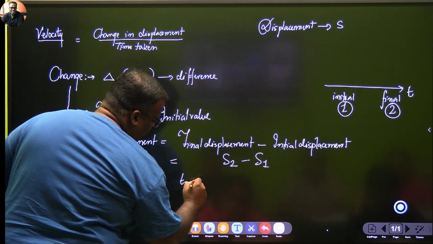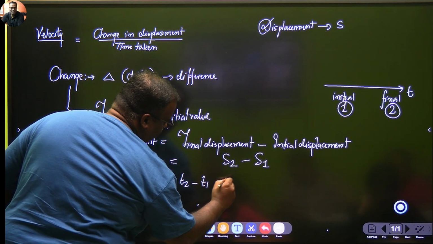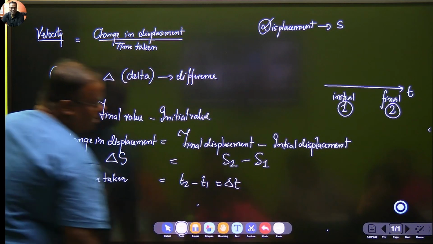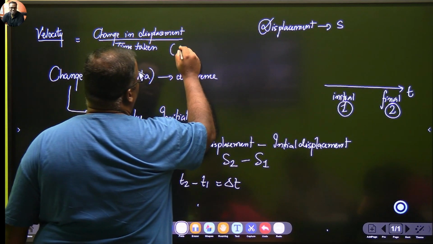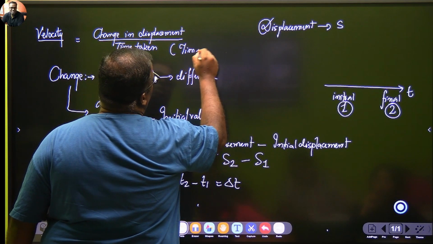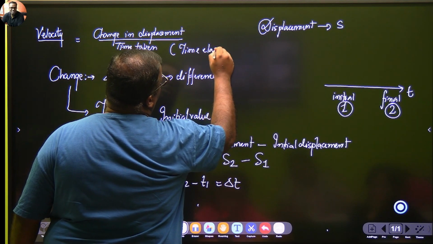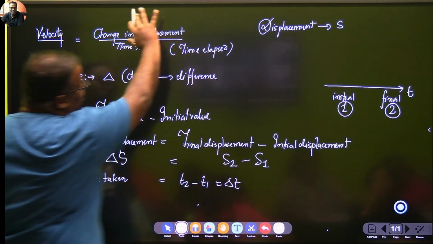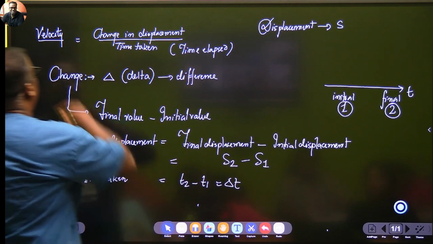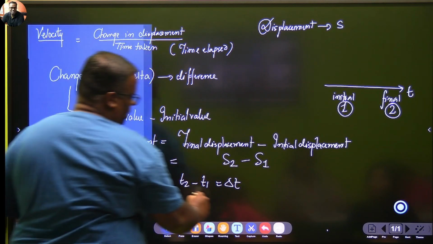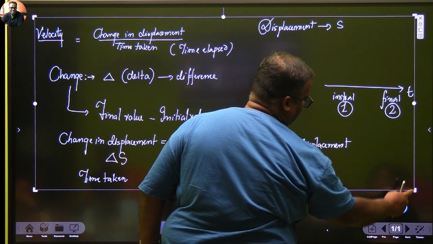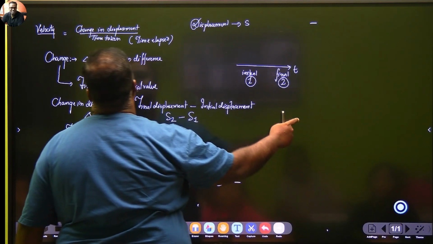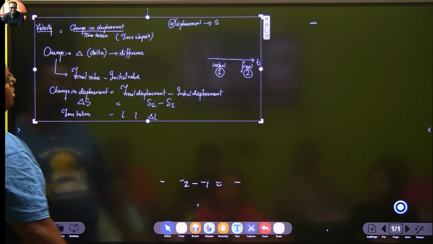T2 as my final time minus T1, and I call this my delta T. That is, delta T is the time elapsed, time taken. What is another English term for this? Time elapsed. How much time has passed for this change to happen? So I'm now making it a little bit smaller, children, so that you can see.